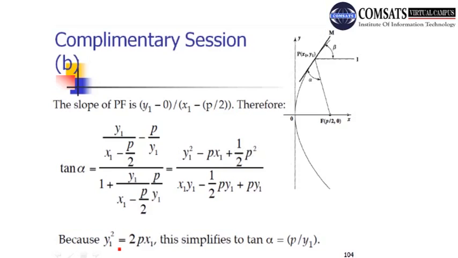Finally, if we put those coordinates in the given equation, y square is equal to 2px, we replace y1 square with 2px1. Here we have the simplification, and tangent of alpha becomes p over y1, which is equal to tan of beta. So it means we proved that the incident angle and the reflected angle are equal. So that's all for the complementary session.